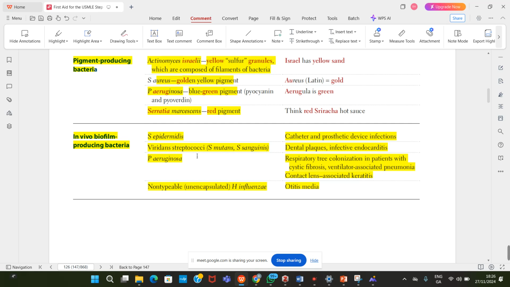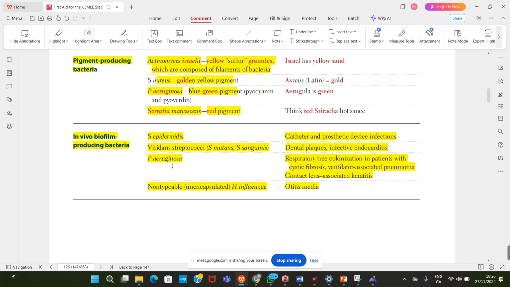Viridans streptococci, like Strep mutans or Strep sanguis, can form biofilm by attaching to dental plaques, which can be responsible for infective endocarditis. They are able to attach to dental plaques because they can form biofilm on those plaques.